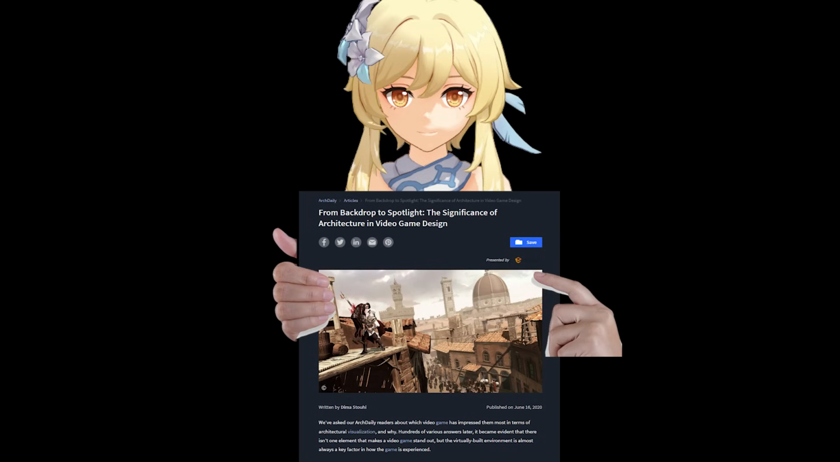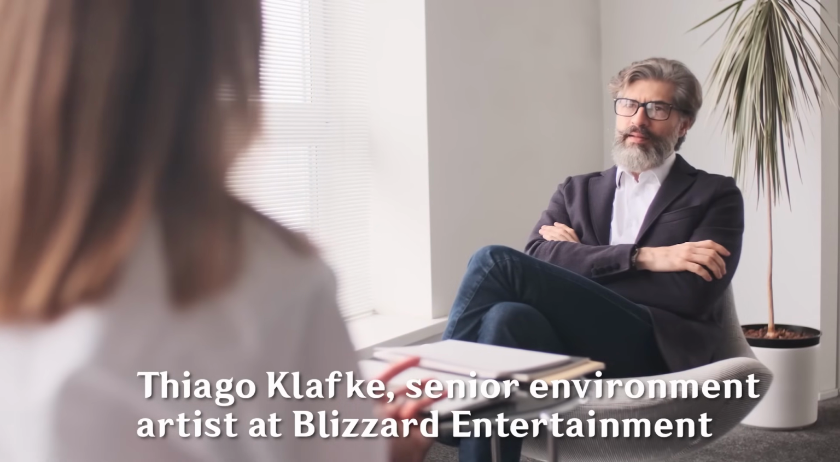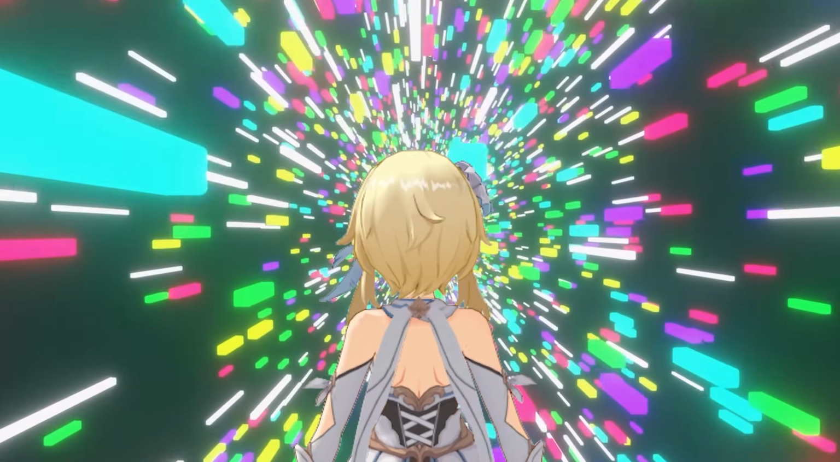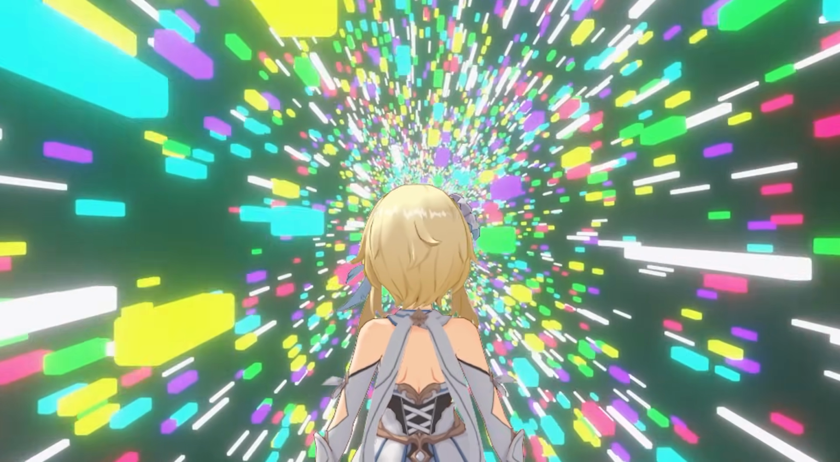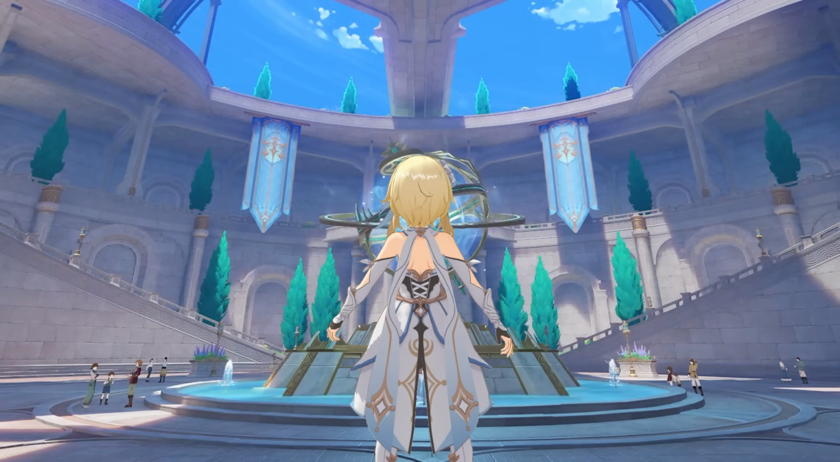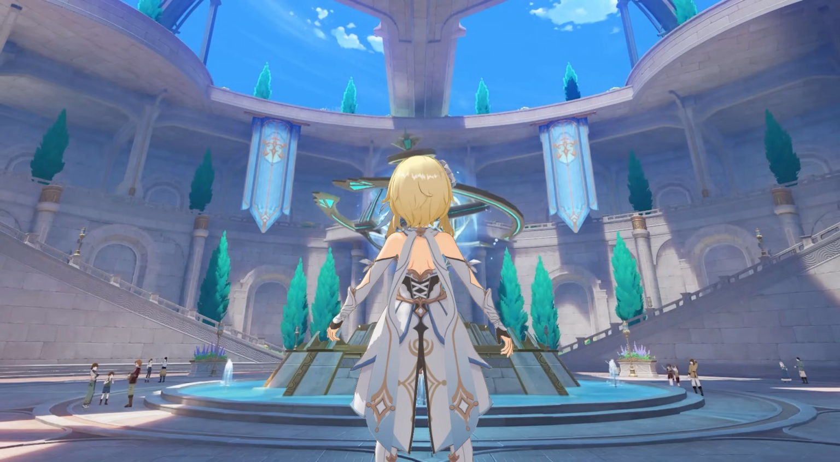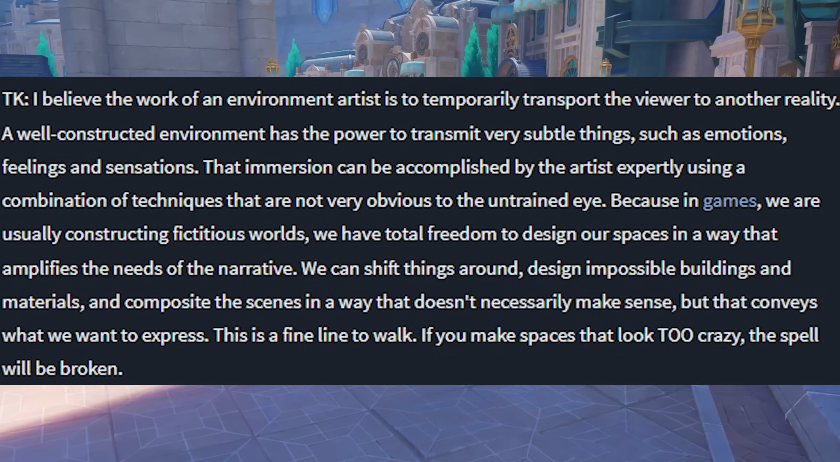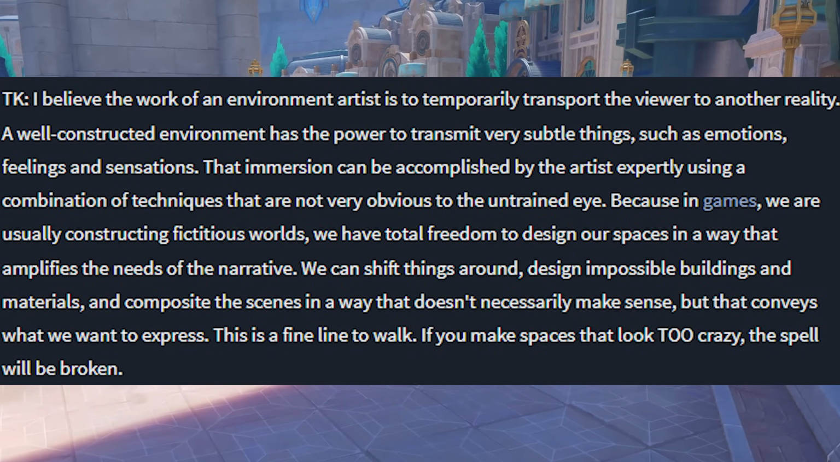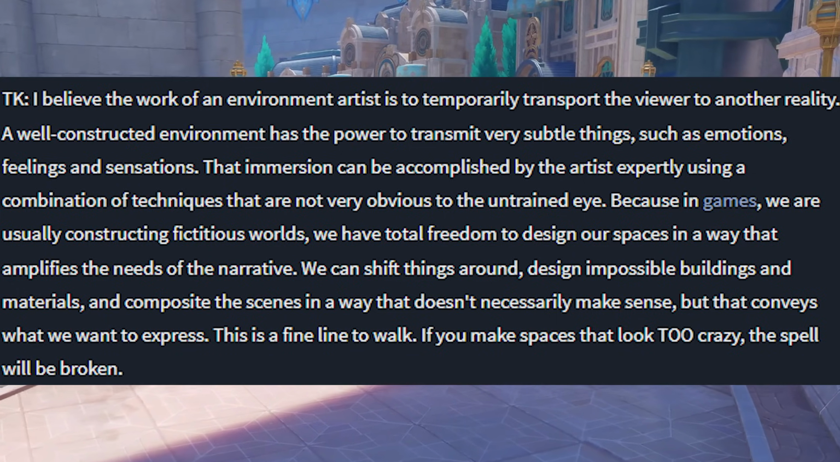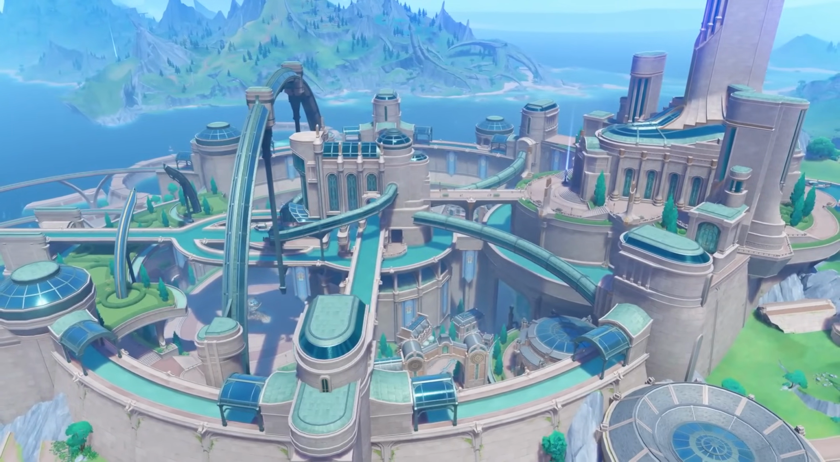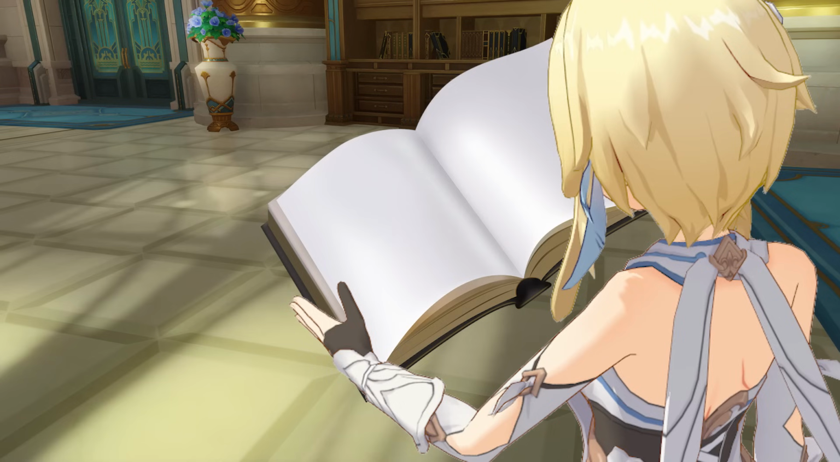I think when it comes to general city design, this article sums it up perfectly. In an interview with a senior environment artist for Blizzard, they explain, "I believe the work of an environment artist is to temporarily transport the viewer to another reality. A well-constructed environment has the power to transmit very subtle things, such as emotions, feelings, and sensations. That immersion can be accomplished by the artist, expertly using a combination of techniques that are not very obvious to the untrained eye. Because in games, we are usually constructing fictitious worlds, we have total freedom to design our spaces in a way that amplifies the needs of the narrative.